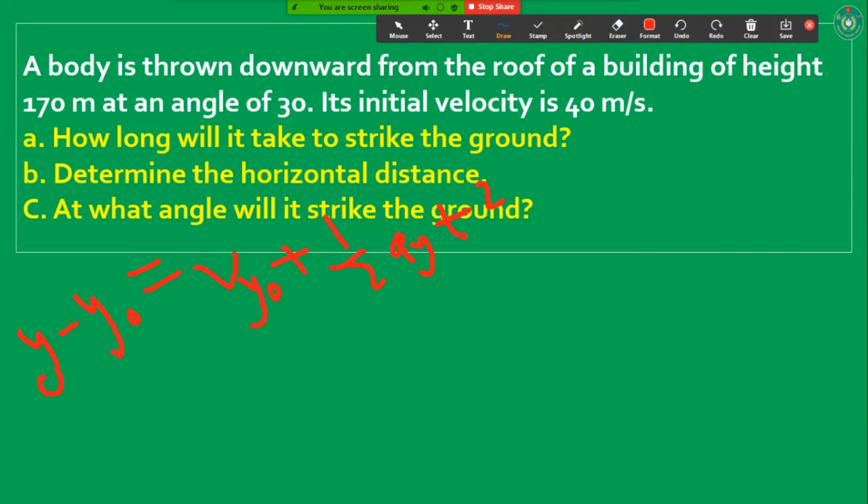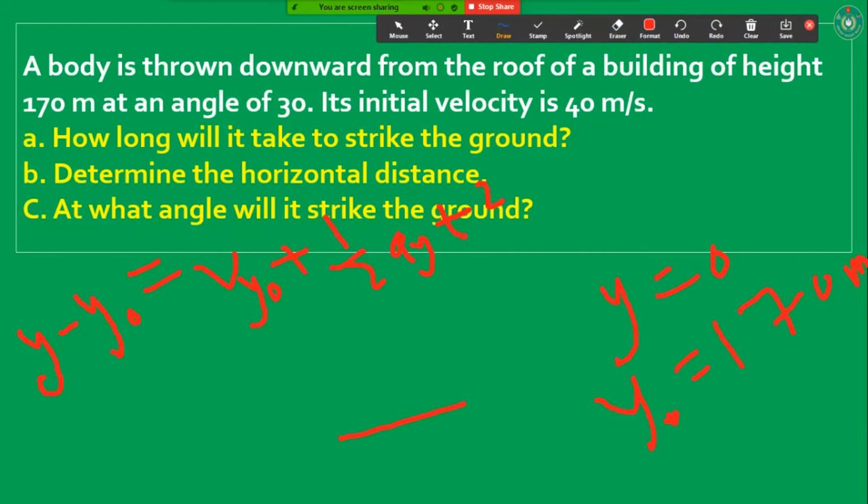Now let's see. For y here you will get 0, but y0 is 170. And you may think, sir, how come you are writing y is equal to 0 and y naught is equal to 170?